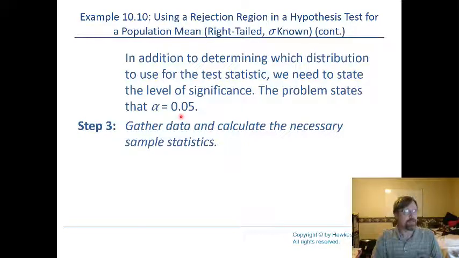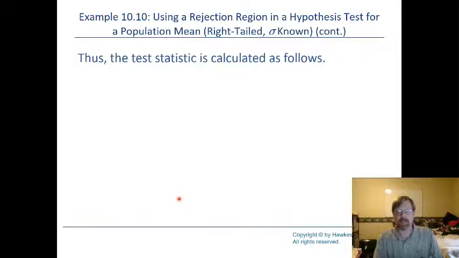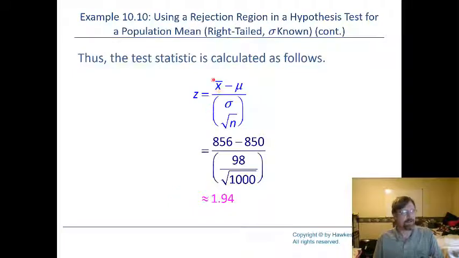All right, gather the data and calculate the necessary statistics. They've done that. Sample size of 1,000. Sample mean of 856. Population standard deviation was given as 98. The test statistic then is calculated with the sample mean minus the presumed population mean, the population standard deviation, and sample size. We get about 1.94.